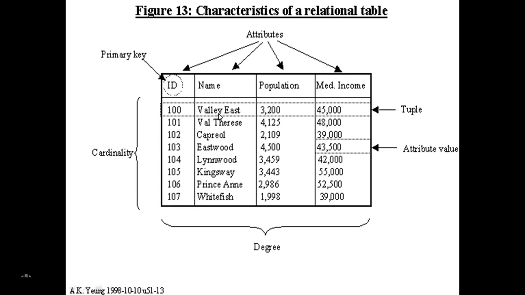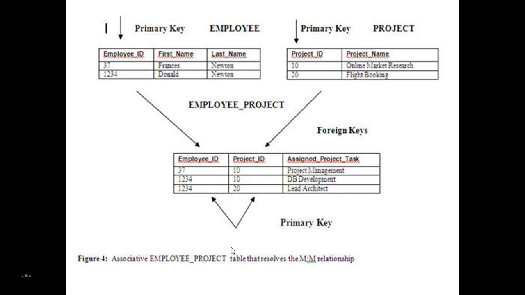Tuple is a row of a relation. Cardinality is the number of tuples in a relation. And then degree is the number of attributes in a relation. Attribute value is the domain.